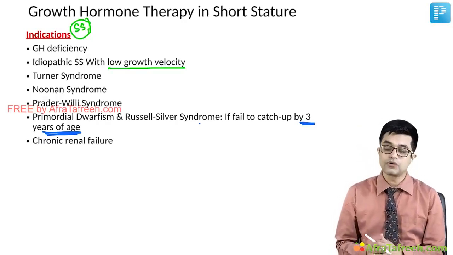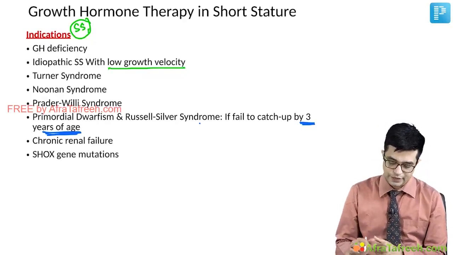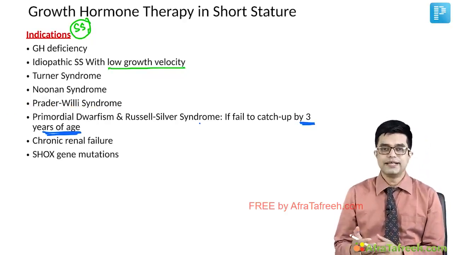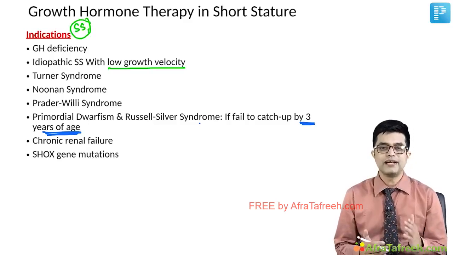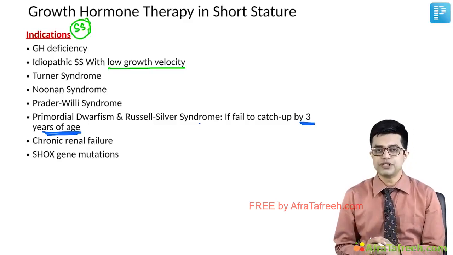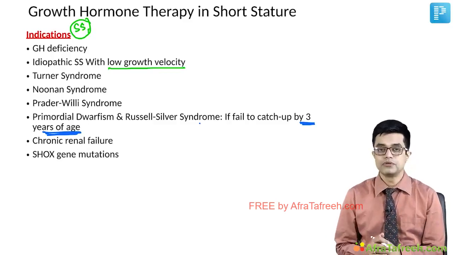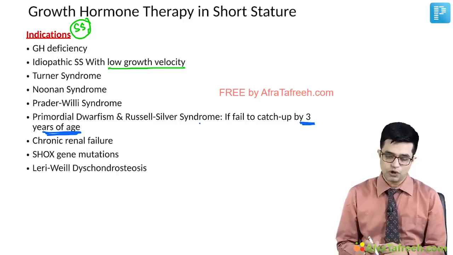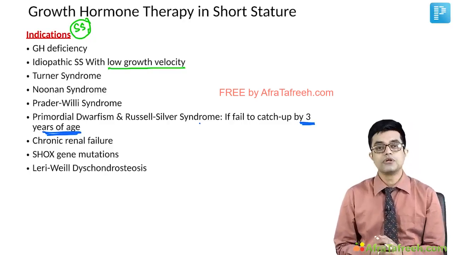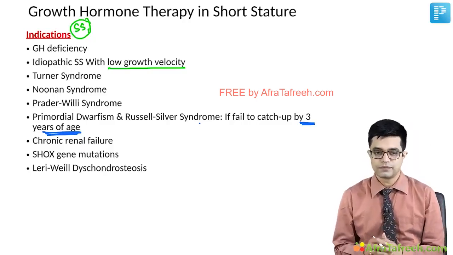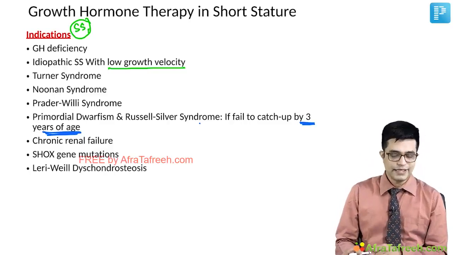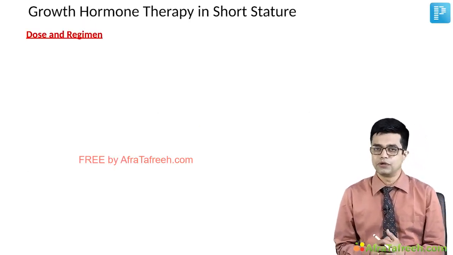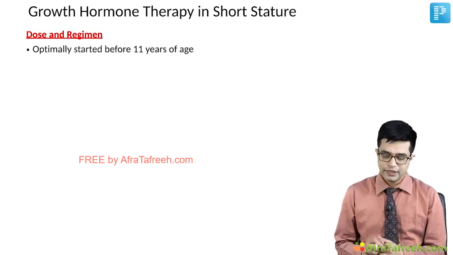Chronic renal failure or chronic renal insufficiency. And then we have SHOX gene mutations. They are a rare type of short stature related to short stature homeobox gene mutations which show responsiveness to growth hormone therapy. And finally, we have a rare syndromic form called Léri-Weill dyschondrosteosis. So these are the indications. Now coming to the dose and regime that we follow for growth hormone therapy.